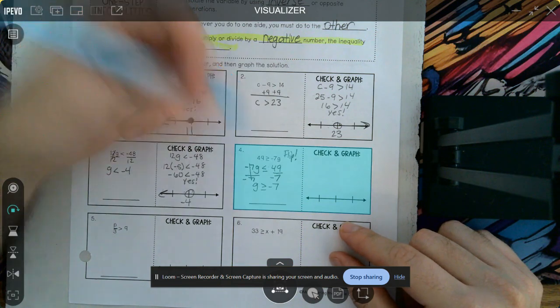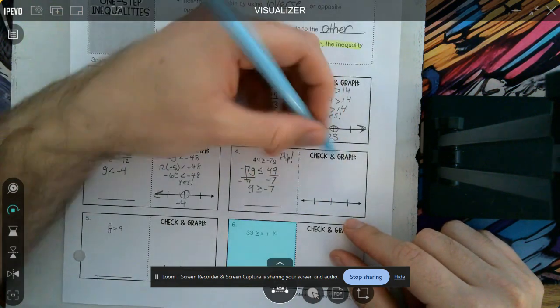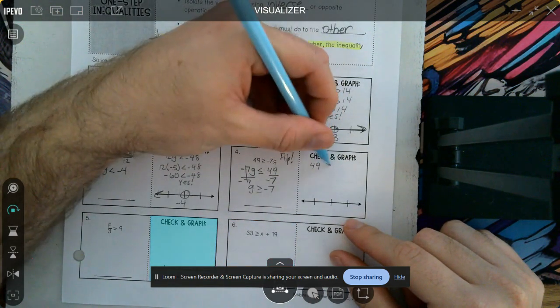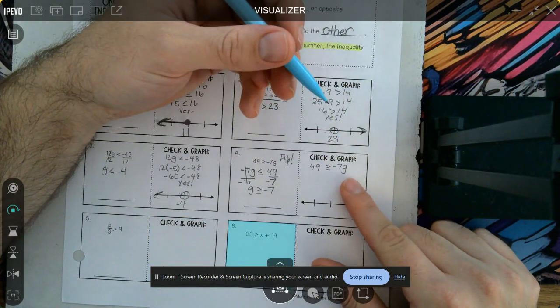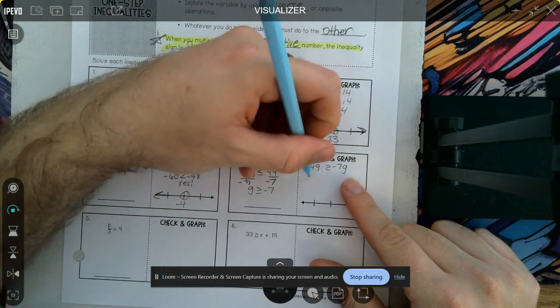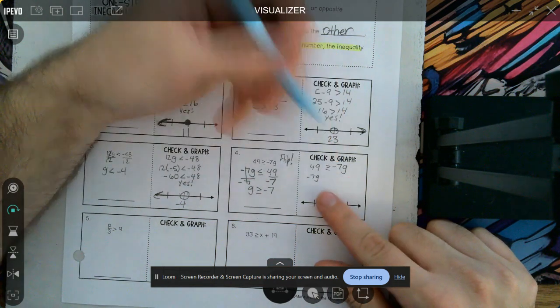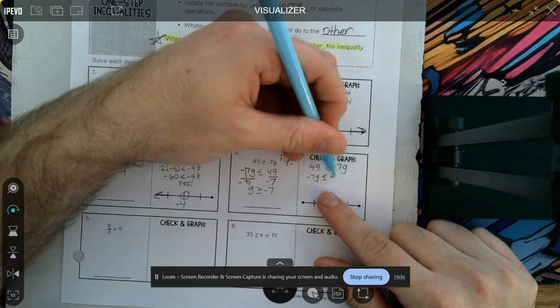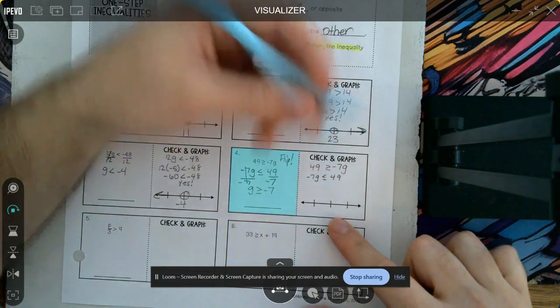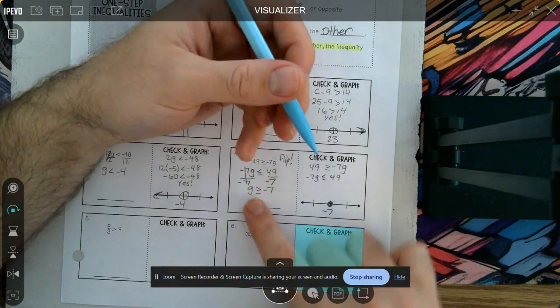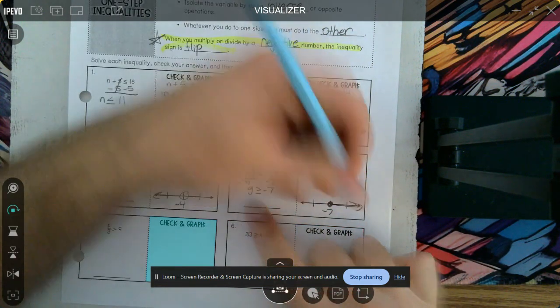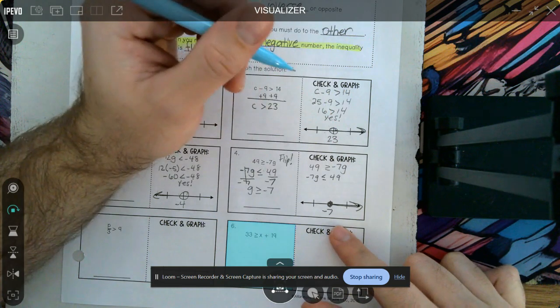Okay, so now let's check. I'm going to rewrite my inequality. 49 is greater than or equal to negative 7g, but we rewrite this to be negative 7g is less than or equal to 49. Now let's graph it. Closed circle, since it's or equal to, at negative 7, pointing to the right. So any value greater than or equal to negative 7 is a solution.